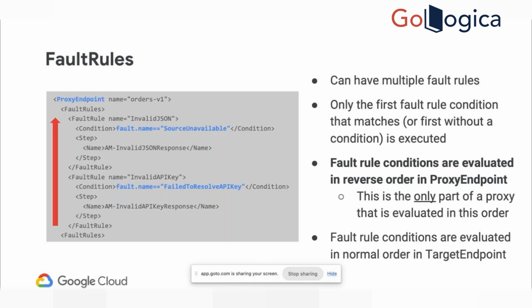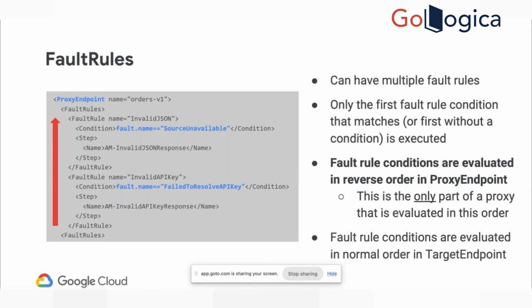What we can do is put that fault.name in conditions. For example, fault.name equals source unavailable, failed to resolve API key, or invalid access token, or whatever. There are some predefined values for different kinds of errors. We can put it there, and APG will then execute the fault rules one by one.